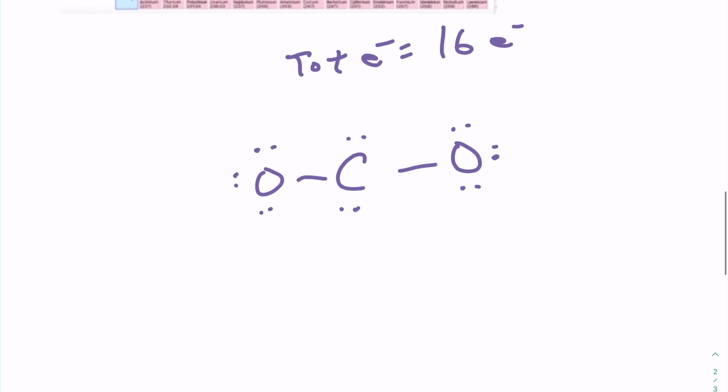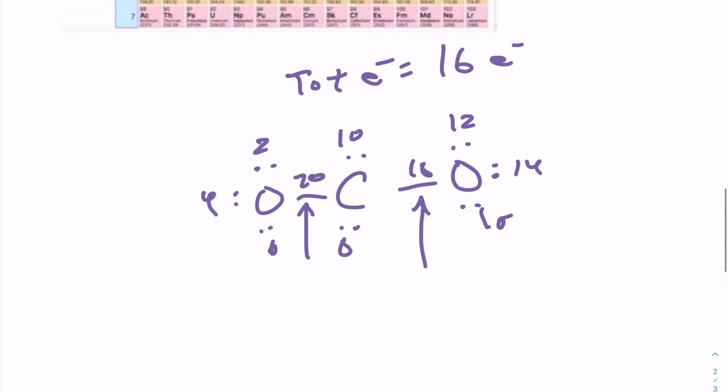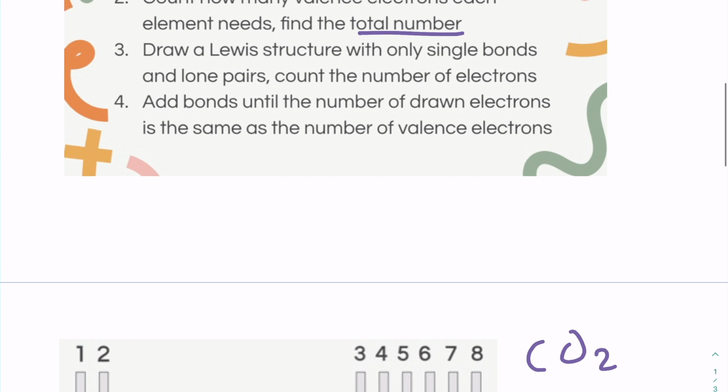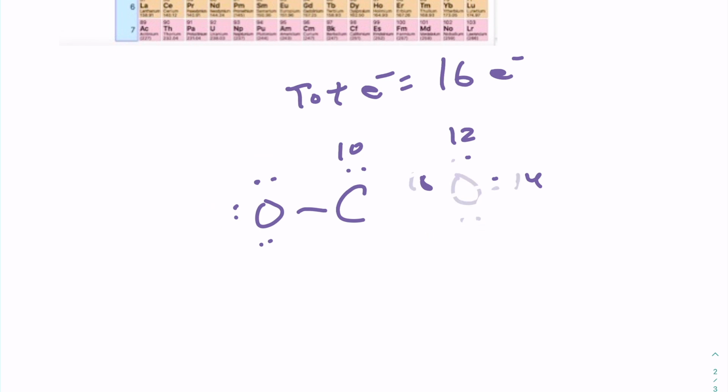However, if we now count the number of electrons that we've drawn, let's see. We have 2, 4, 6, 8, 10, 12, 14, 16, 18, 20. We've drawn 20 electrons, right? There are 2 electrons hidden in each of these bonds. And we only have 16. So that violates our rule. We only have 16 to work with, so we need to do something different. And the way that we're going to do that is to add bonds until the number of drawn electrons is the same as the number of valence electrons. So remember, when we're drawing bonds on our structure, these are being shared between those atoms.